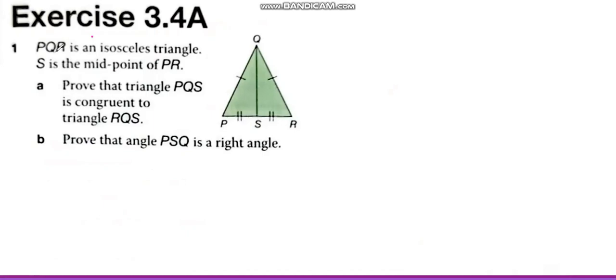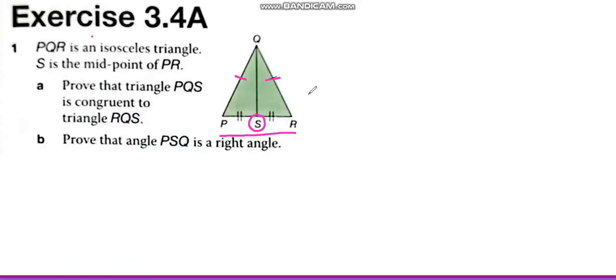In question number 1, it says that PQR is an isosceles triangle, means it has two equal sides. These two sides are equal. And it says that S is the midpoint of PR, means S is dividing the shape of the triangle into identical halves. Similarly, we can also say that S is dividing the length PR into two equal halves. Now we have to prove that the triangle PQS is congruent to the triangle RQS.